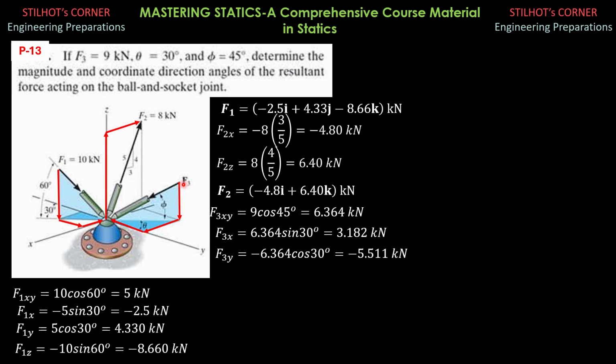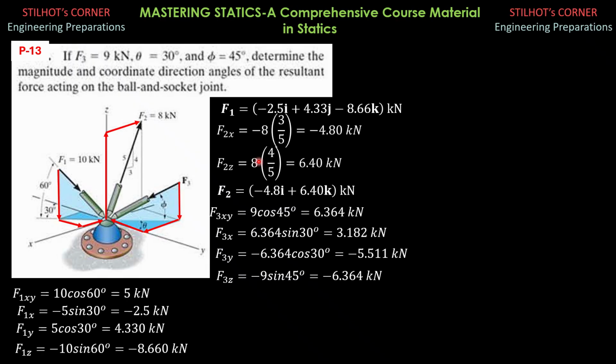Then finally, F3z is negative, opposite to the positive z direction. So that is F3, 9 sine, opposite. So sine of phi, which is 45, but it is negative. Negative 9 sine of 45 degrees, and that is equal to negative 6.364 kilonewtons.